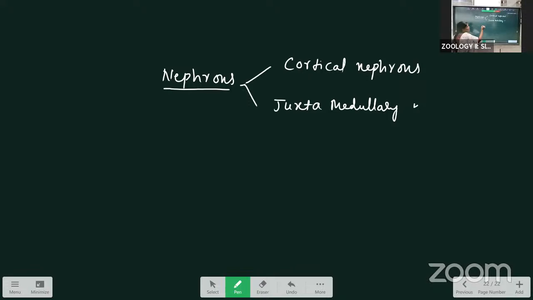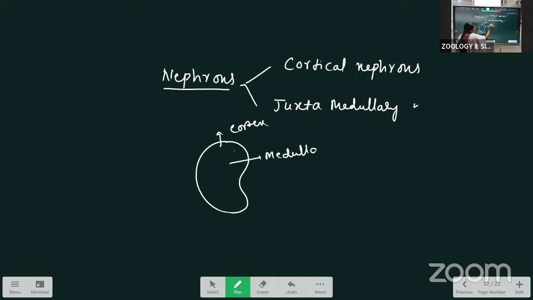Cortical nephrons: for example, this one is the kidney. Inside of the kidney, the nephrons are present, where the outer side, as we already discussed, we call the cortex region, and the inner middle region is called the medulla region. Here, how they are arranged: all the major nephrons belong to this type only, that is called cortical nephrons. A smaller number of nephrons belong to juxtamedullary nephrons.